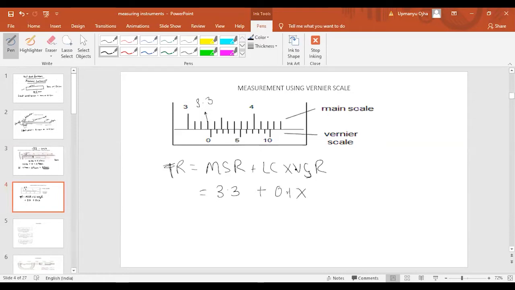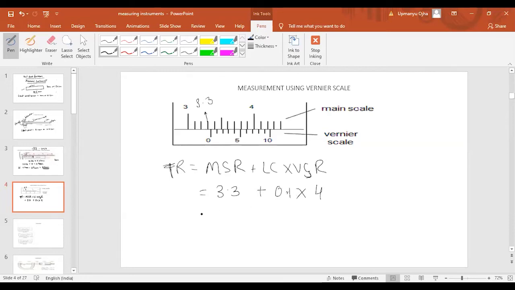scale reading. Now how to find this vernier scale reading? For the vernier scale reading, we have to find the vernier division which is coinciding with a main scale division. Now if you look at this vernier scale, 0 is not coinciding with the main scale, 1 is not coinciding, 2 is not coinciding, 3 is not coinciding, but we can say the fourth division of the vernier scale is exactly coinciding with the main scale. So this will be your vernier scale reading, which means the vernier scale reading will be 4.